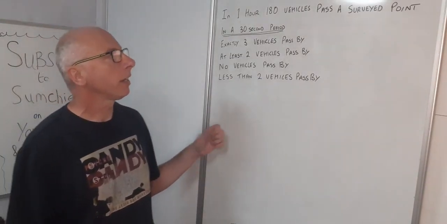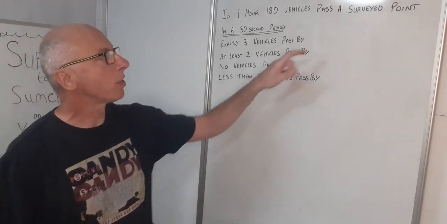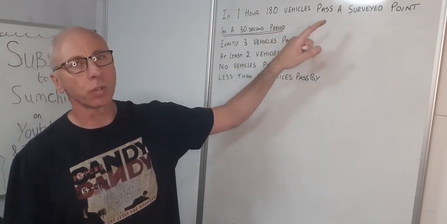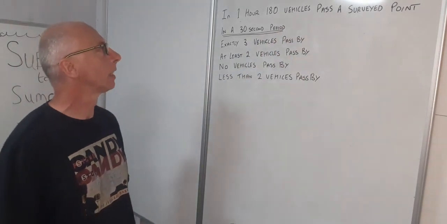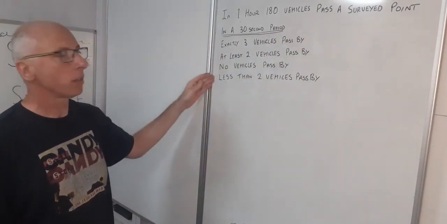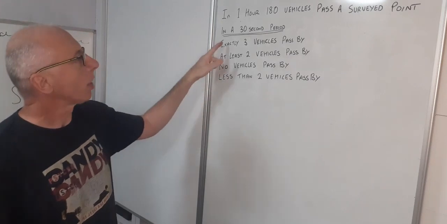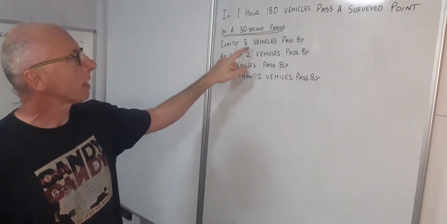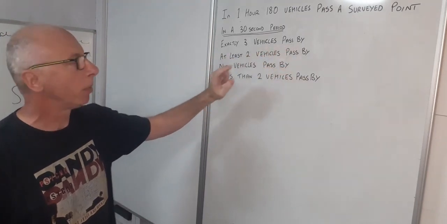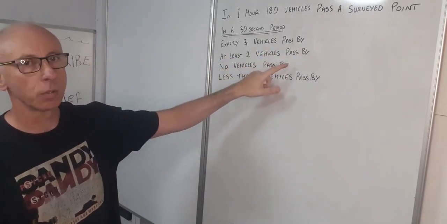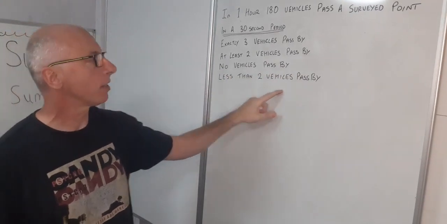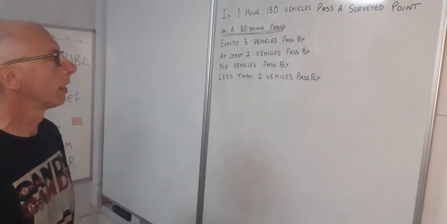Now we've got a question here. We've got a point on a road being surveyed, and in 1 hour they're saying that 180 vehicles passed that point on the road. And then we want the answer to these 4 questions. So in a 30-second period within that 1 hour, that there's exactly 3 vehicles passed by the point, at least 2 vehicles passed by the point, no vehicles passed by that point, or less than 2 vehicles passed by.